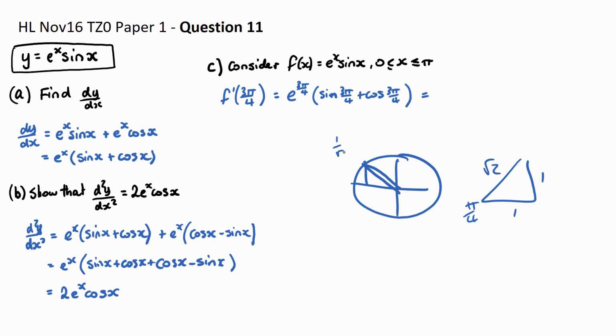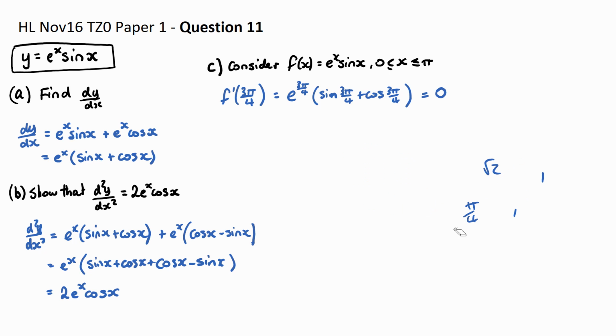So 1 on root 2 for this, and negative 1 on root 2 for that. So notice that this will cancel out and be 0. And then 0 times this will be 0. So now we know that if the first derivative is 0 when we sub in our x value, this is either a minimum or a maximum, but we need to prove that it's a maximum for this question.